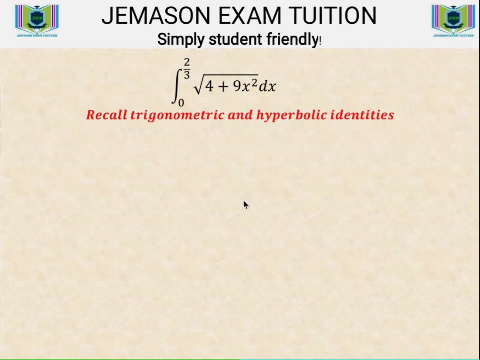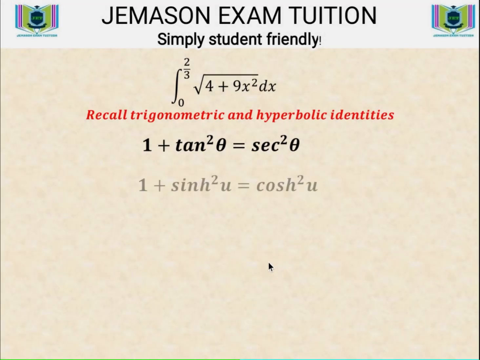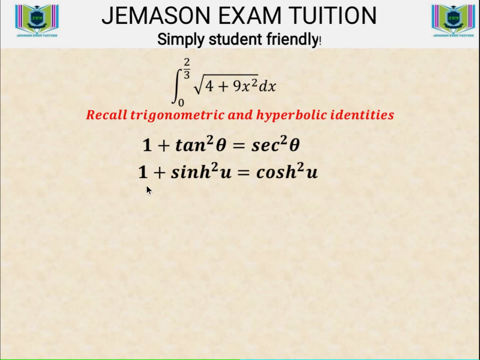And we are going to recall the hyperbolic and the trigonometric substitutions that are directly linked with this question. The first one is the Pythagorean identity, 1 plus tan squared theta equals sec squared theta. And the second is a hyperbolic identity, which is 1 plus sinh squared u equals cosh squared u.